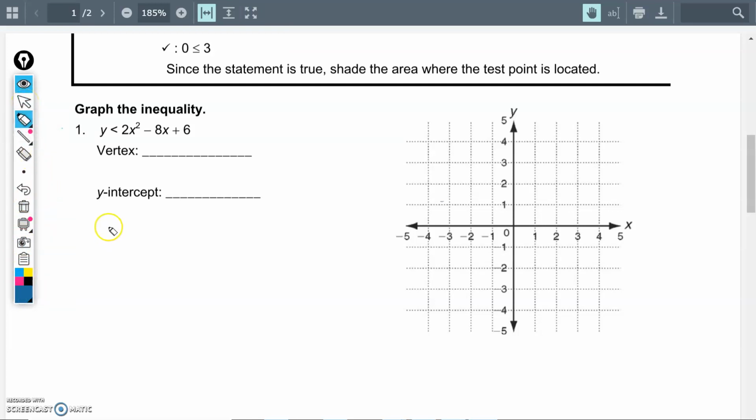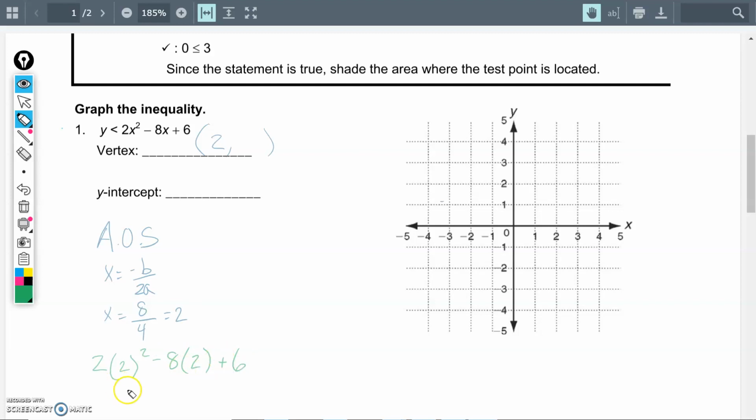Let's find the vertex first. To do that, we need the axis of symmetry, which is x equals negative b over 2a. It's going to be 8 over 4, which is 2. The x part of the axis of symmetry is the first part of the vertex. To get the next part of the vertex, you plug that 2 back in for x. So it's going to look like this.